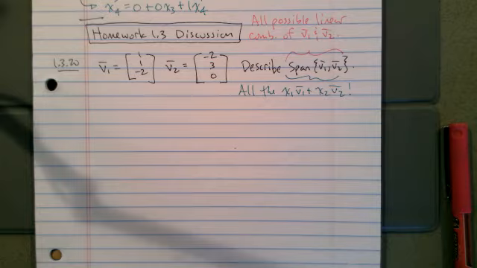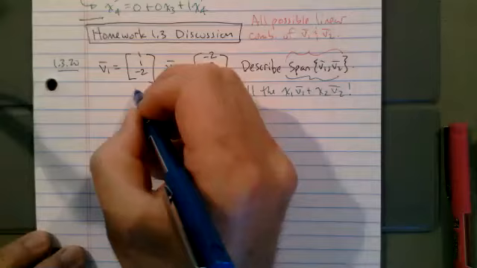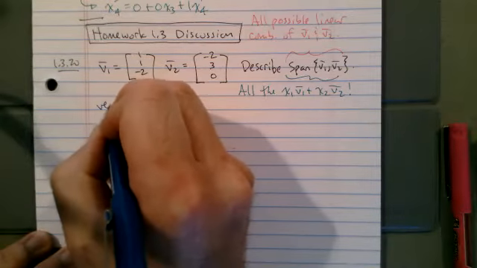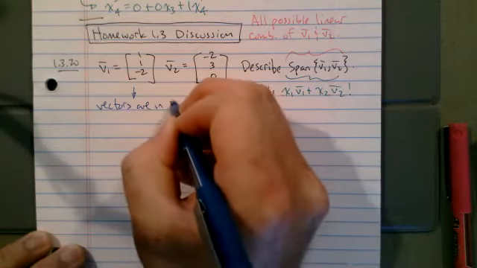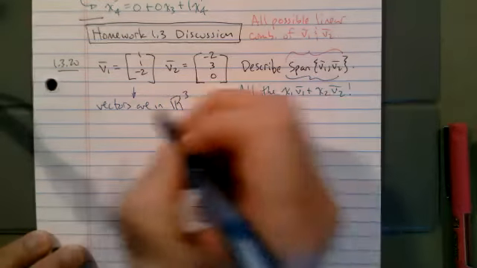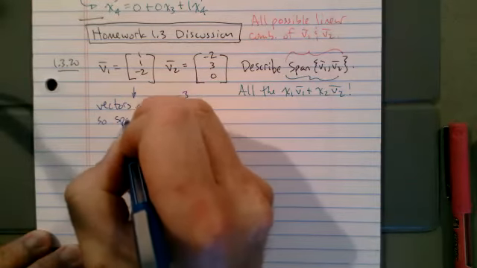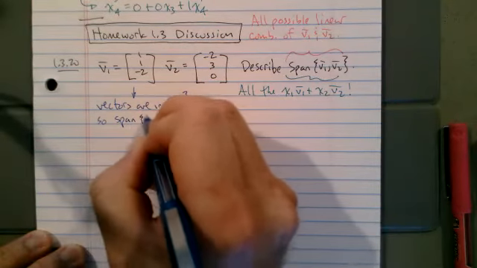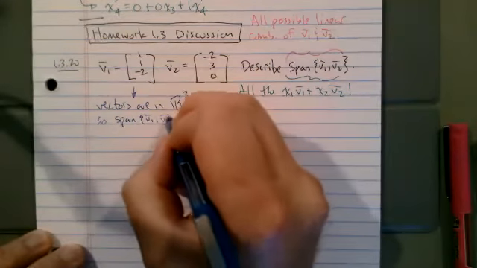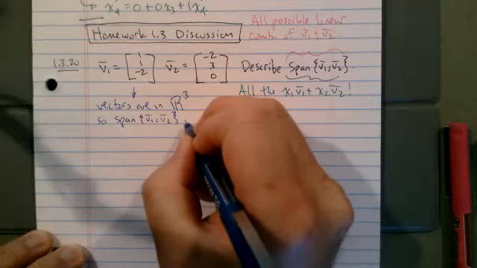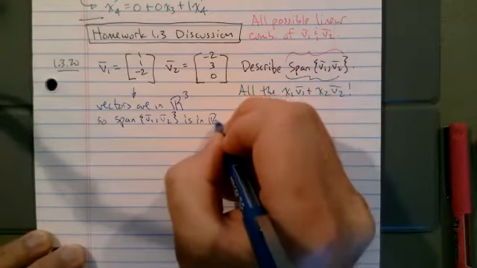So first, we'll notice that the vectors are in R3, that is 3-dimensional space. So the span of v1 and v2 is in R3.